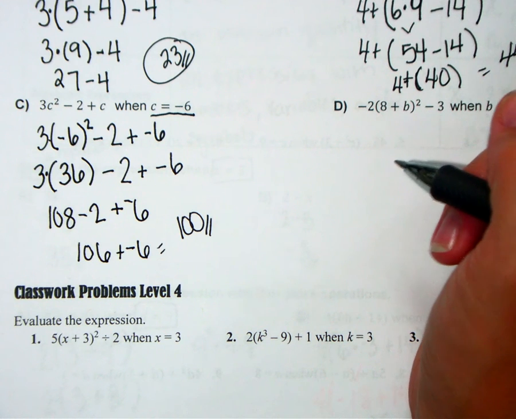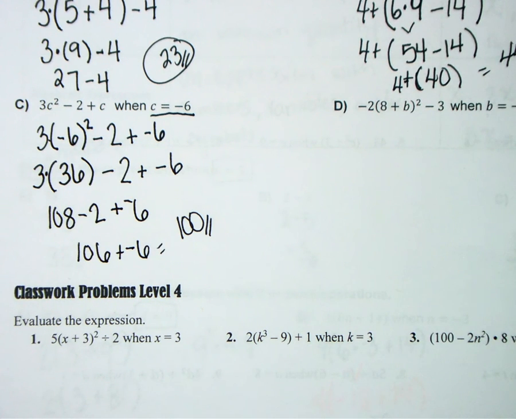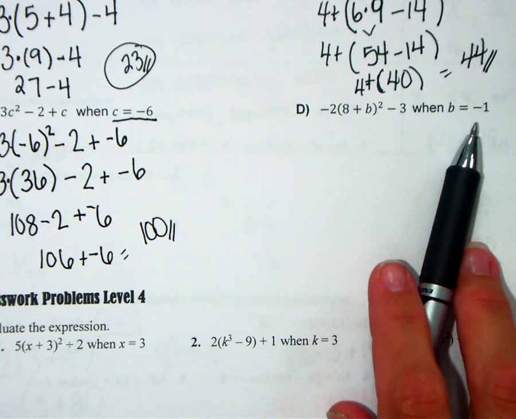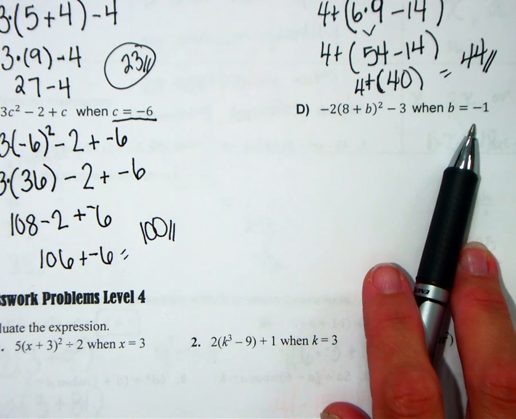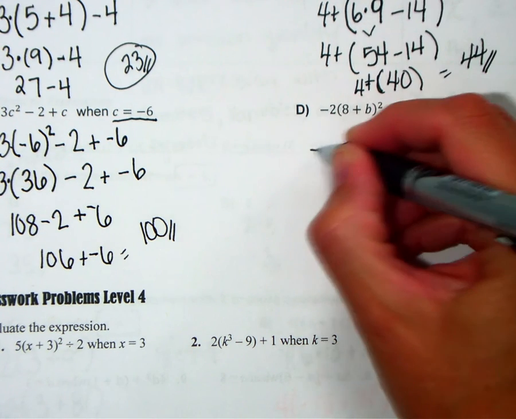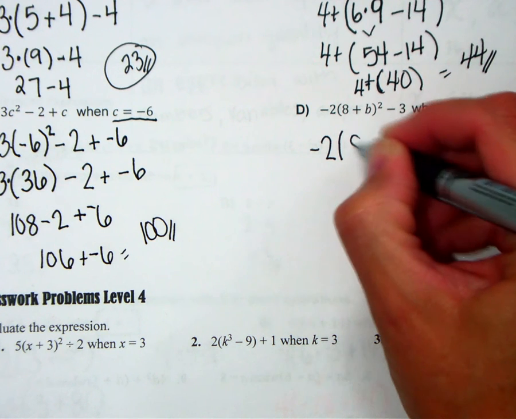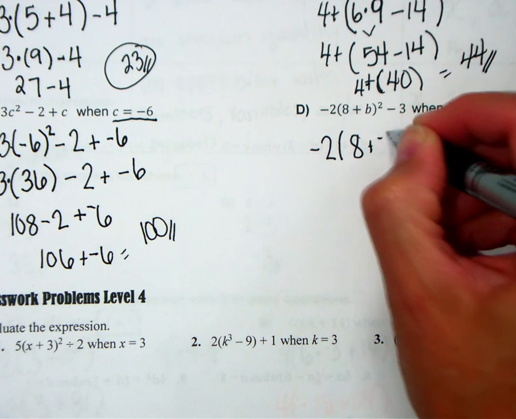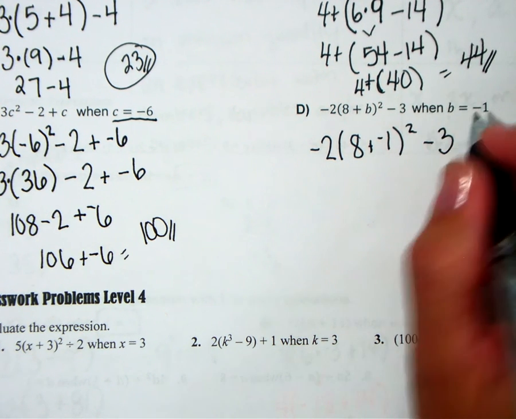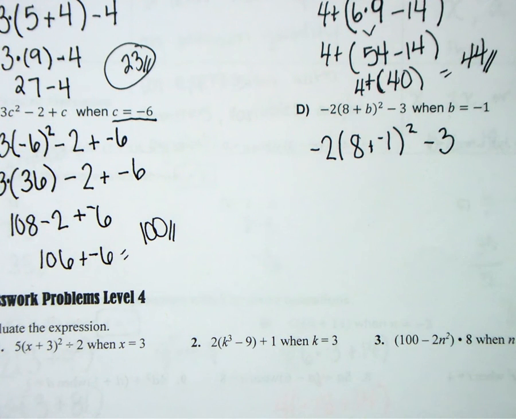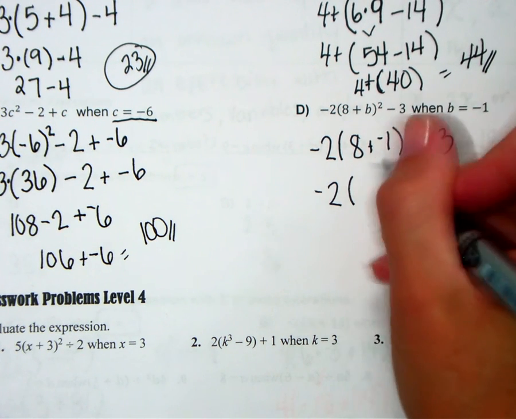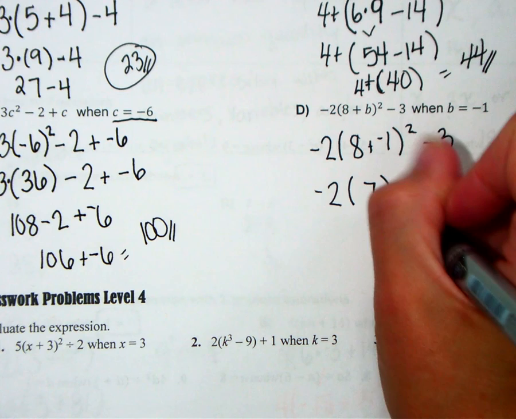All right, last one. We're replacing B with a -1. So we're going to go -2, parentheses, 8 plus -1, squared, and subtract 3. So -2, 8 plus -1 is 7. We do inside the parentheses first.